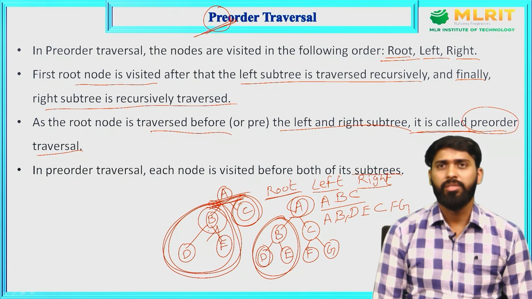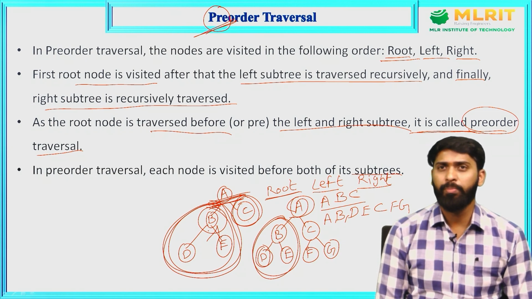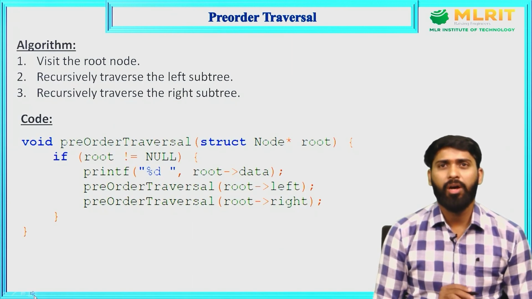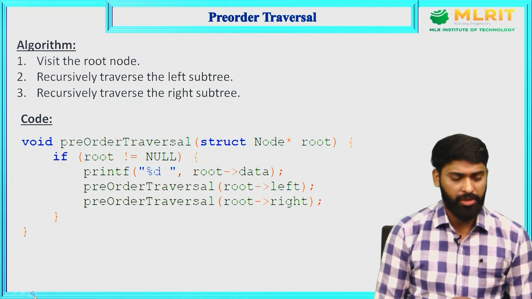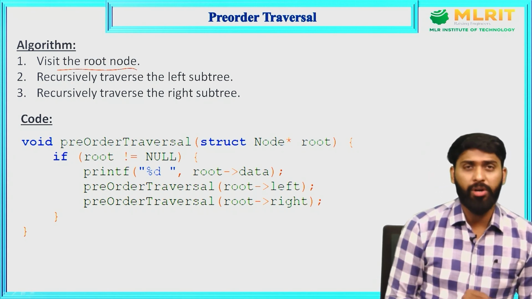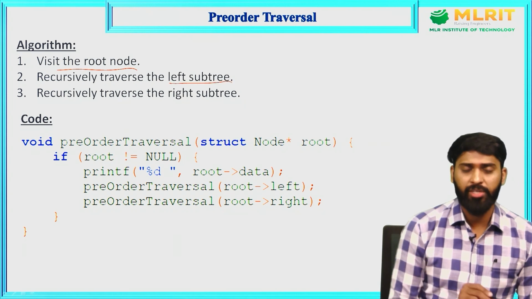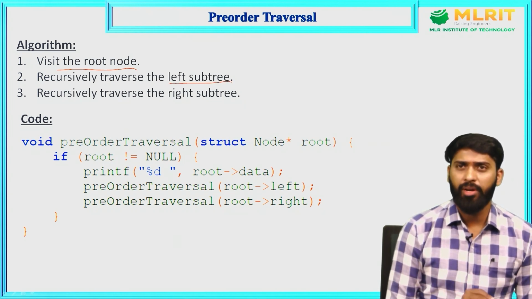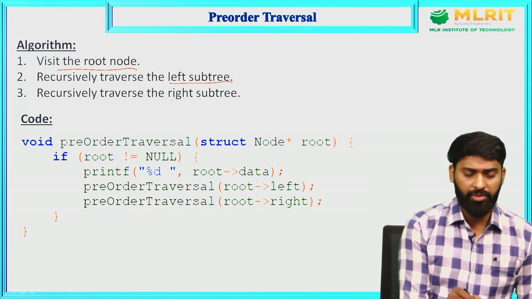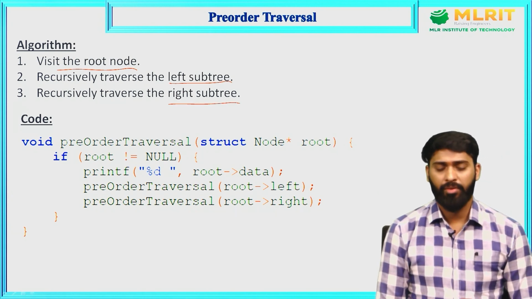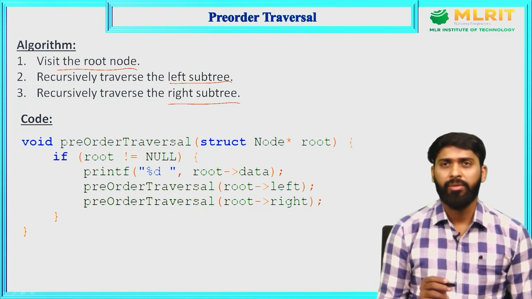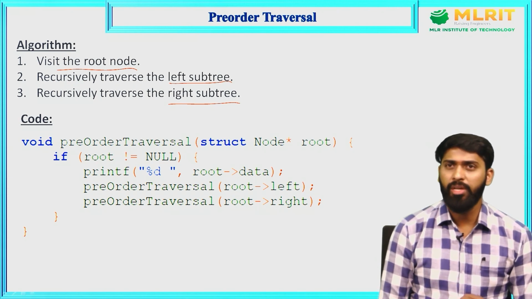Okay. So, let us see the algorithm for pre-order traversal. So, this is the algorithm for pre-order traversal. Visit the root node, after that recursively traverse the left subtree, and after completion of the left subtree, recursively traverse the right subtree. Okay. So, now this is the code. Let us discuss this code with an example.